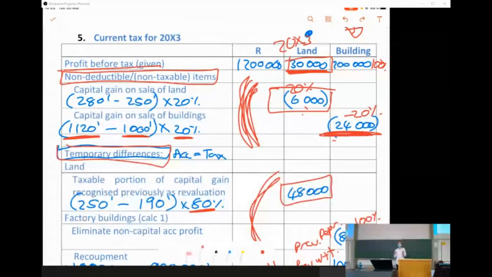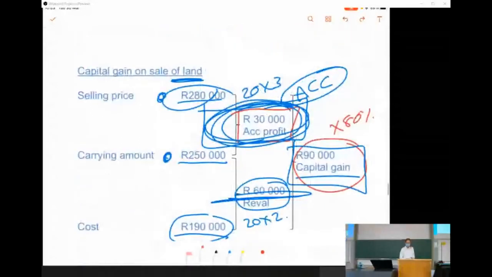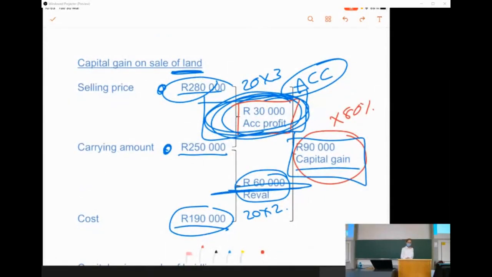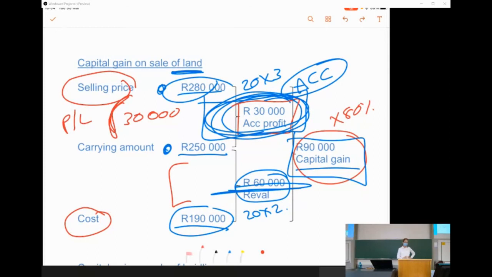However, I am going to be taxed on the full gain on the sale of land. So if we look at our picture for land here, I'm going to be taxed for tax purposes on the full difference between the cost and the selling price. However, only the 30,000 was recognized in profit or loss. So only the 30,000 is currently in that accounting profit, which is the starting point of my calculation of current tax. So I still have to include this amount that I'm going to be taxed on.